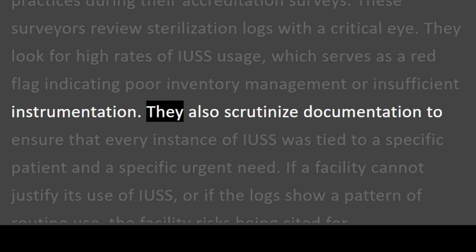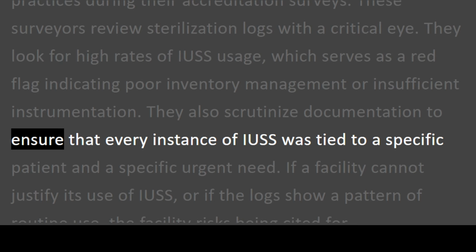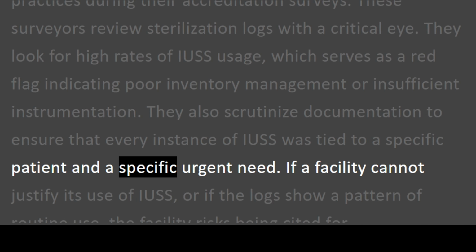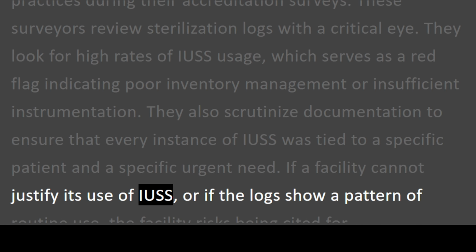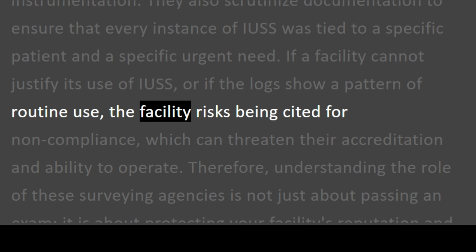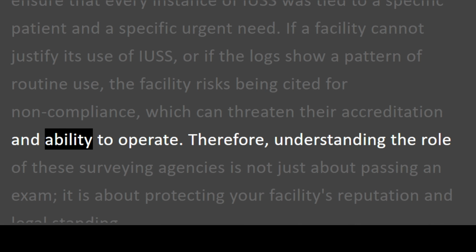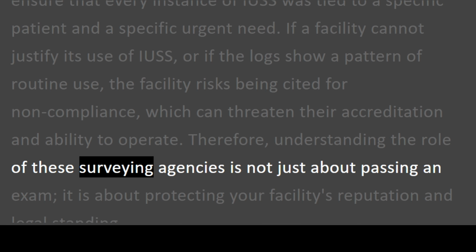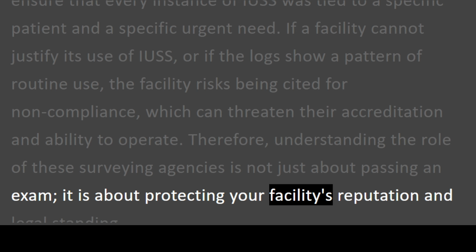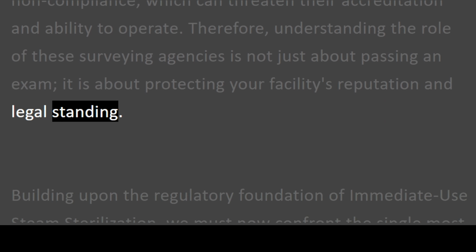They look for high rates of IUSS usage, which serves as a red flag indicating poor inventory management or insufficient instrumentation. They also scrutinize documentation to ensure that every instance of IUSS was tied to a specific patient and a specific urgent need. If a facility cannot justify its use of IUSS, or if the logs show a pattern of routine use, the facility risks being cited for non-compliance, which can threaten their accreditation and ability to operate. Therefore, understanding the role of these surveying agencies is not just about passing an exam, it is about protecting your facility's reputation and legal standing.